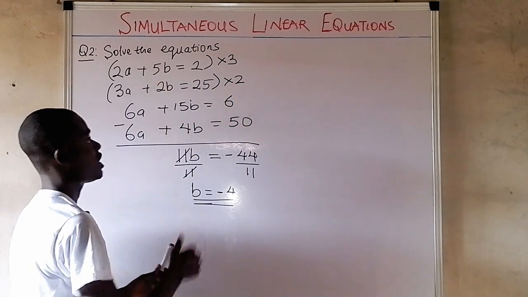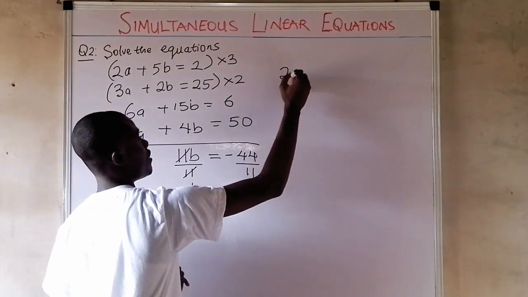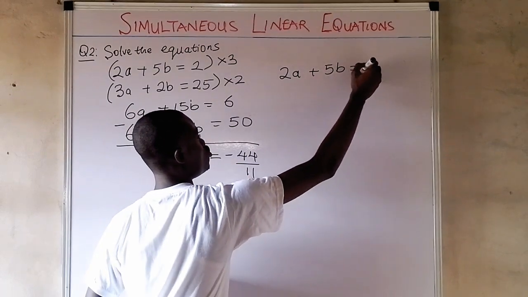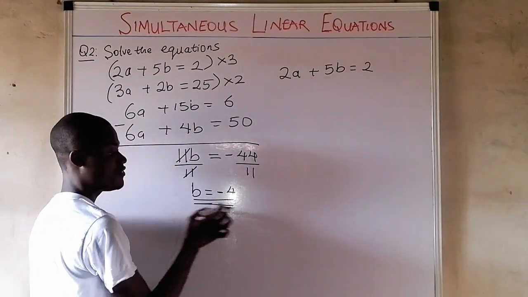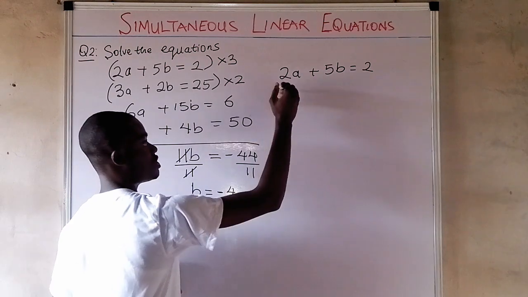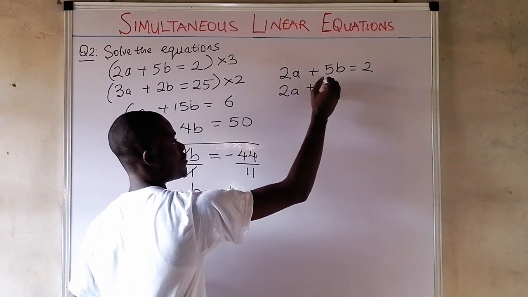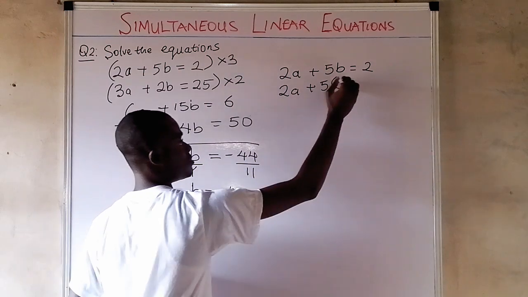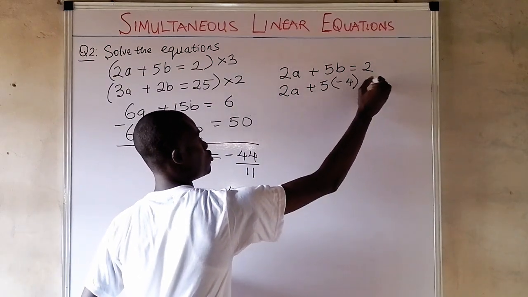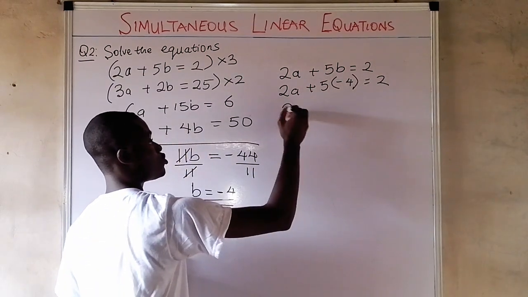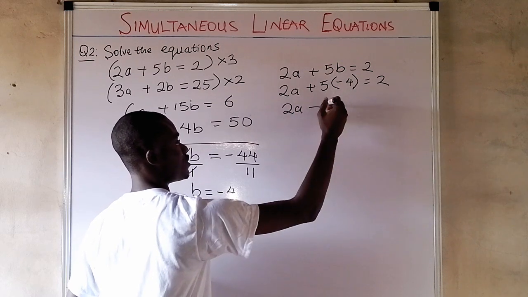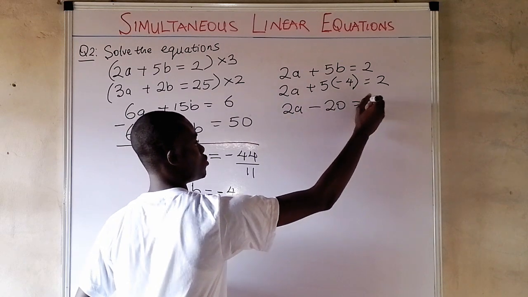Let me pick equation 1. Equation 1 is 2a plus 5b is equal to 2. And from calculation, the value of b is minus 4. So this is 2a plus 5, and in place of b, I'm going to write minus 4, is equal to 2. So this will become 2a plus, 5 times minus 4 is minus 20, is equal to 2.